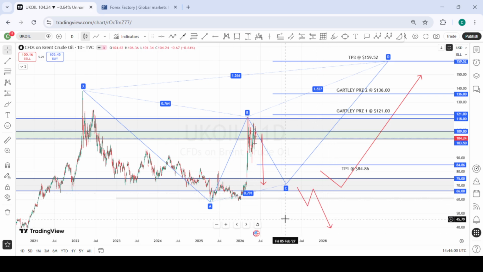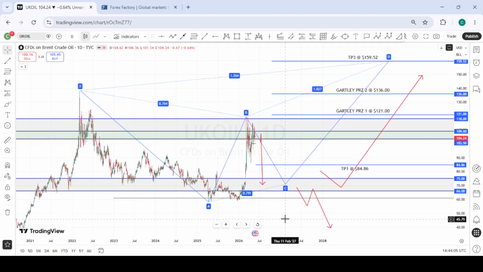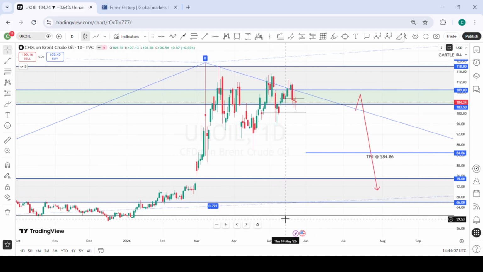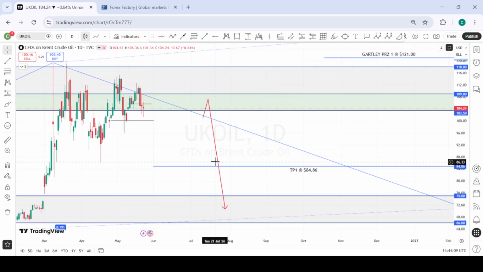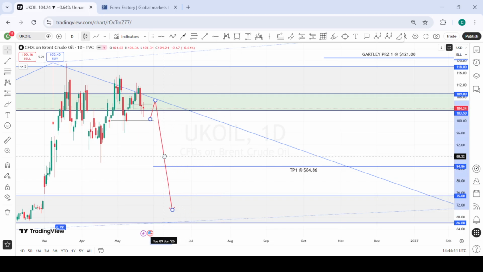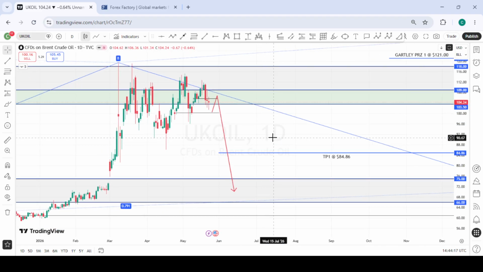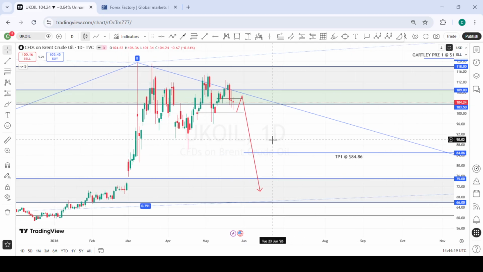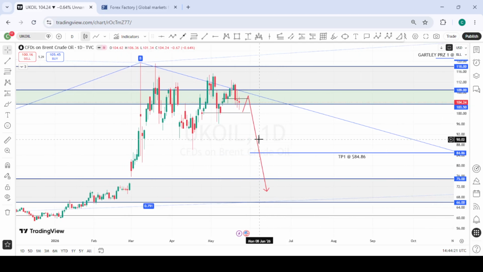So for the coming week, we are bearish on Brent crude oil, and we're looking forward to seeing price give us a pullback, and then we look for selling opportunities to the downside. If Brent crude oil falls, we are going to see a weakened DXY, and we're going to see a weakened CAD for the coming week.